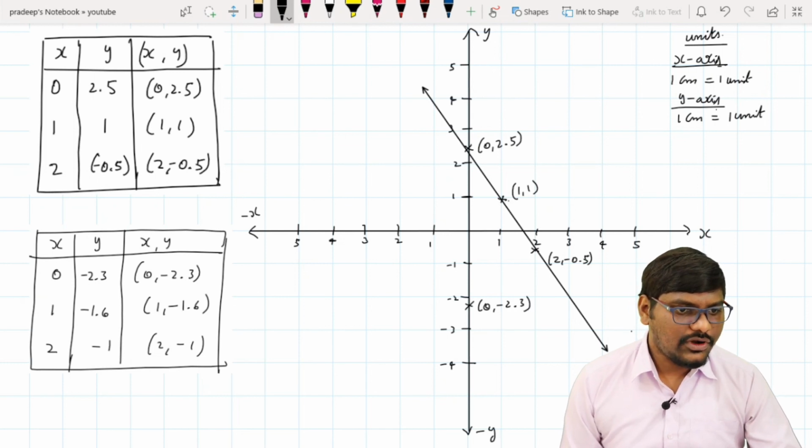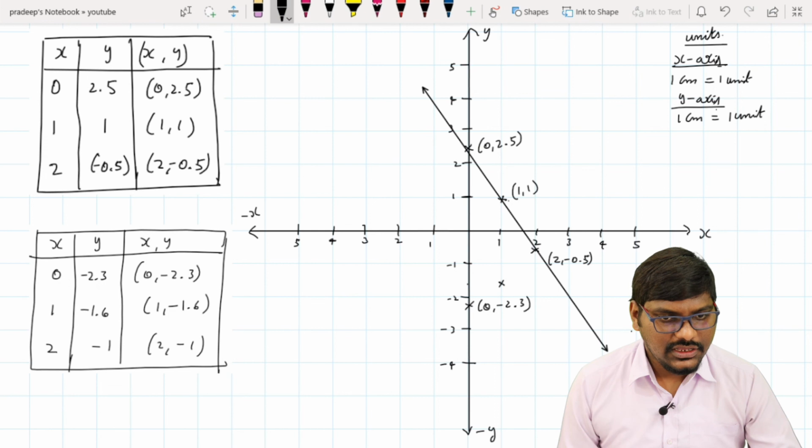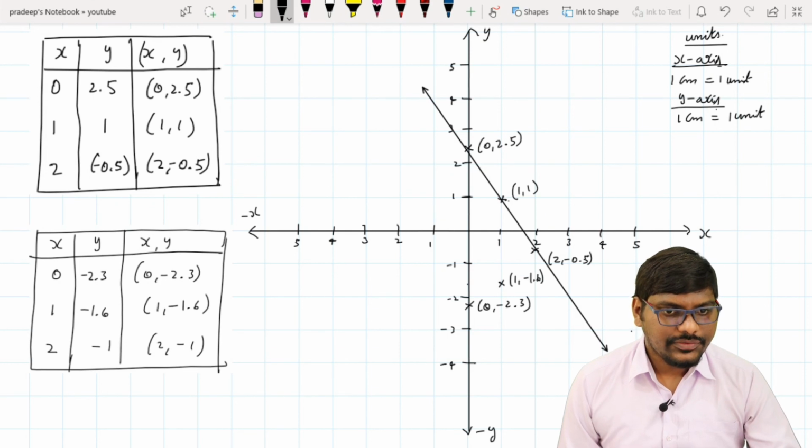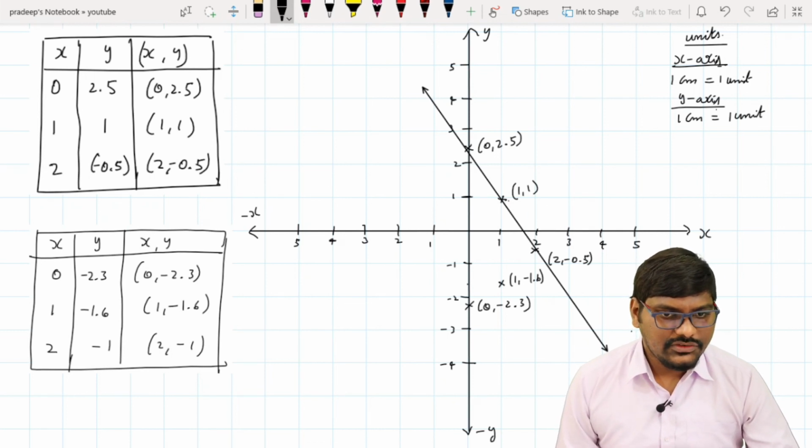And the second point is 1 comma minus 1.6. So 1 is here, minus 1.6 is somewhere over here. So I can mark this as the point. So definitely this is 1 comma minus 1.6. So this is the second point which we got. The third point is 2 comma minus 1. On the x-axis 2 is here and minus 1 is over here. So this is the third point, which is actually 2 comma minus 1.